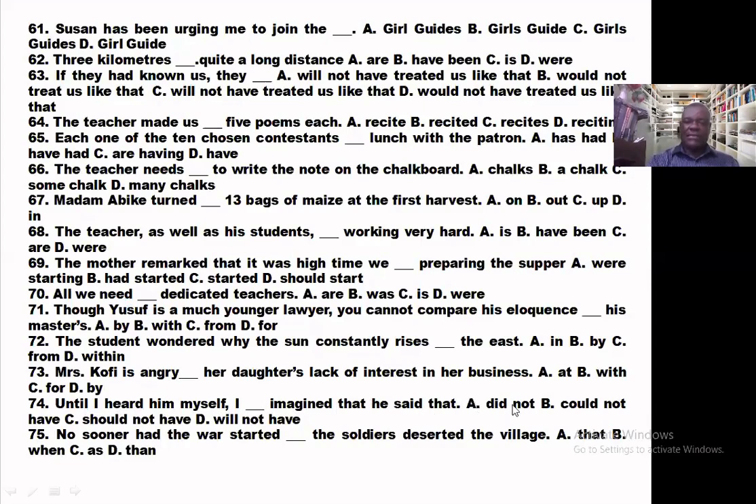74: Until I heard him myself, I dash imagine that he said that. Well, A, did not imagine, no, could not have imagined. You see, could not have imagined. That's quite correct. 75: No sooner had the war started than the soldiers deserted the village. Whenever you find no sooner had, then than. No sooner collocates with than.